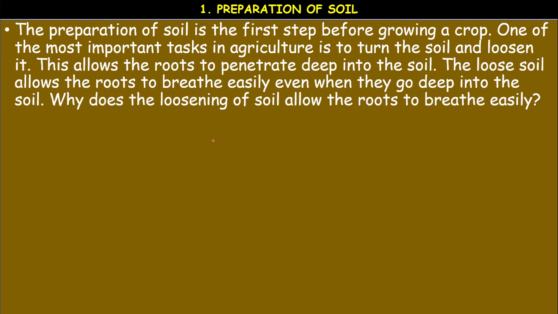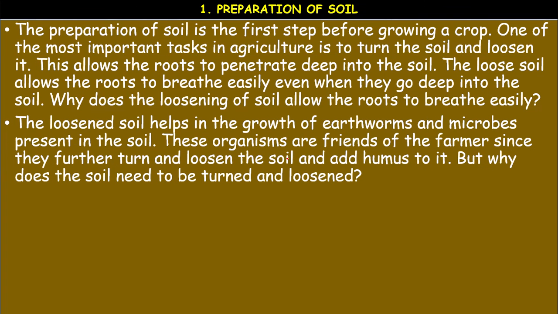Why does the loosening of the soil allow the roots to breathe easily? So that spaces are formed, and those spaces are filled with air, oxygen. The loosened soil helps in the growth of earthworms and microbes present in the soil. These organisms are the friends of the farmer, since they further turn and loosen the soil and add humus to it. But why does the soil need to be turned and loosened?